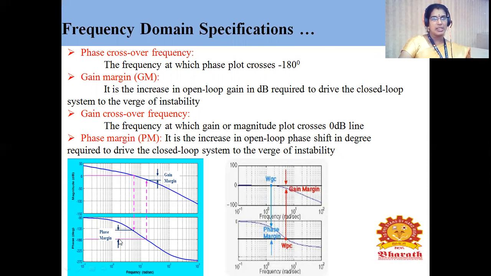So the difference between the minus 180 degrees and the point where the curve cuts the phase plot, that value is nothing but the phase margin. It is the increase in open loop phase shift in degrees required to drive the closed loop system to the verge of instability. These are the four terms related to analyzing the stability of the given transfer function in frequency domain analysis.